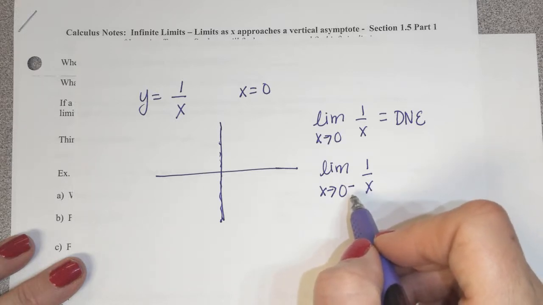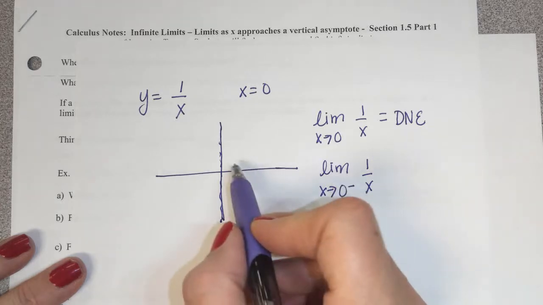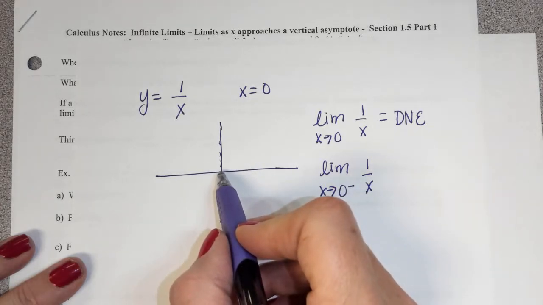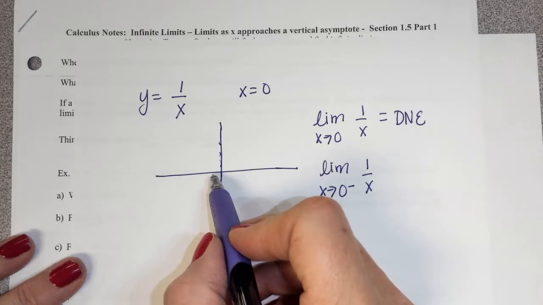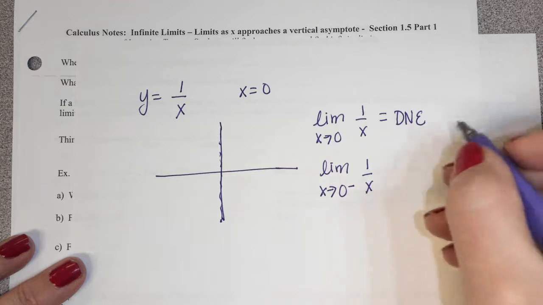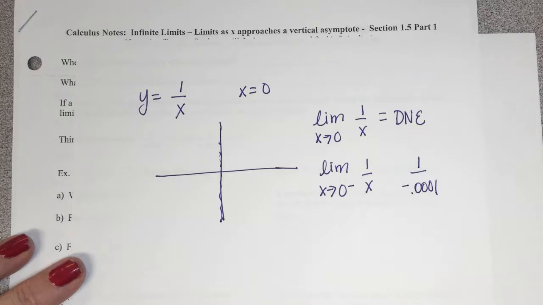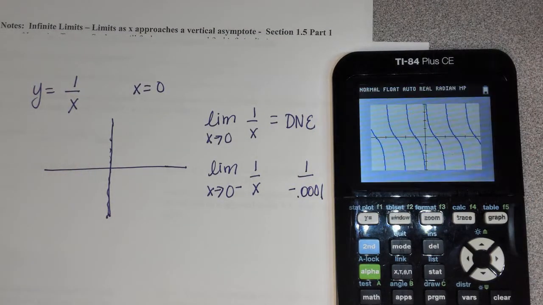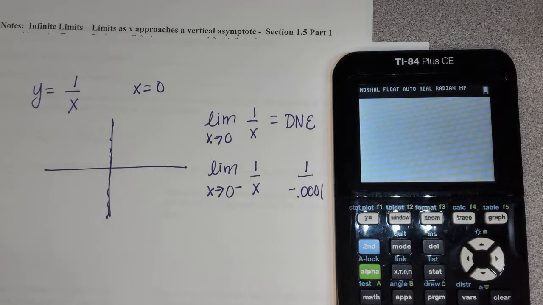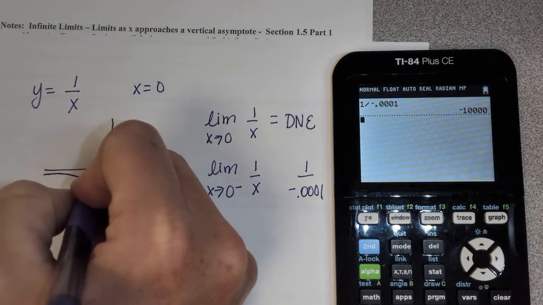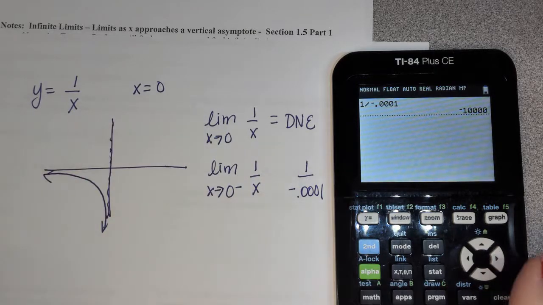We would have to just plug in a number that's really, really close to 0, but just a little bit smaller. So here's 0. What's a number that's just a little bit smaller than 0? Right, so if I plug that in, I would have 1 over negative 0.0001. If I use my calculator, 1 divided by negative 0.0001 is negative 10,000. So does that support the fact that we think it's negative infinity? Yeah. So as we get closer and closer to this asymptote, it's approaching negative infinity.